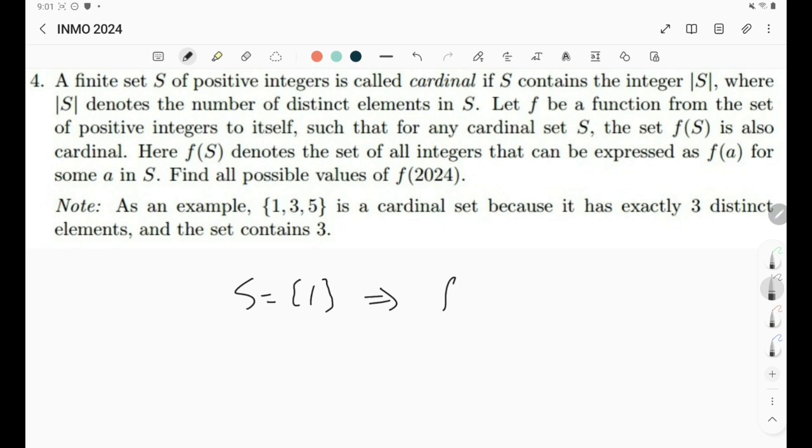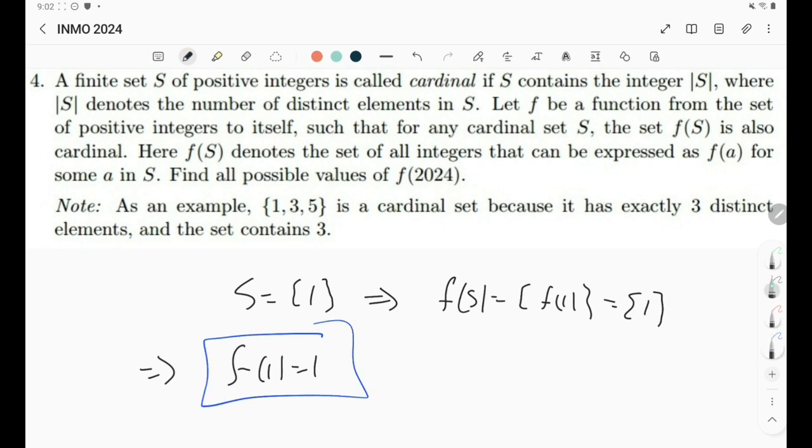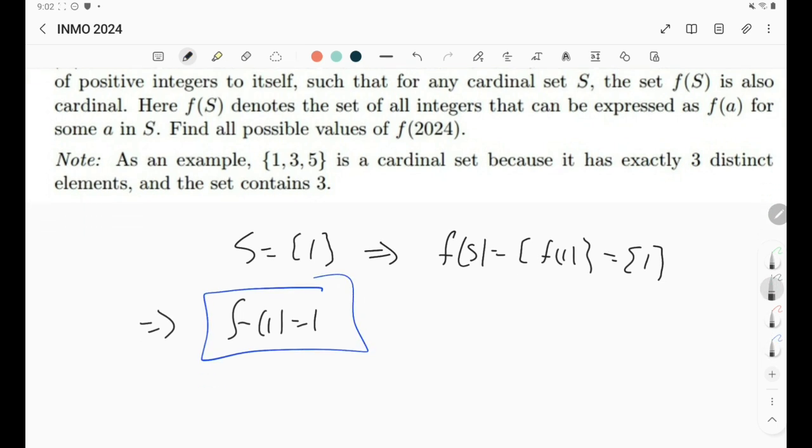If we pick that, of course, what is f of S here? It's just going to be f of 1. This thing is cardinal, so it must be the set {1}, and hence we just concluded that f of 1 must be 1. Okay, that's a nice thing to know. Very good. Okay, let's continue.